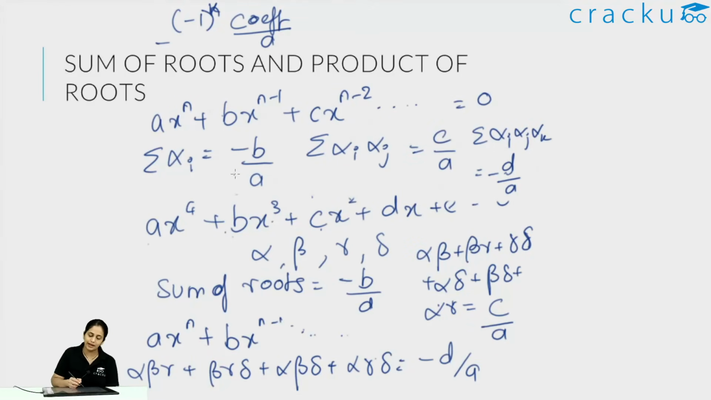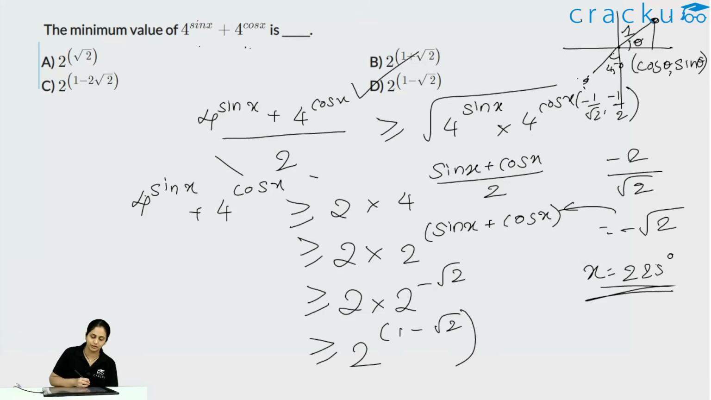So minus b by a, plus c by a, minus d by a, plus e by a, minus f by a and so on. That gives you the sum of the products taken k at a time, that is 1 at a time, 2 at a time, etc. So now that you understand this basic concept, let's go back and solve a question based on it.